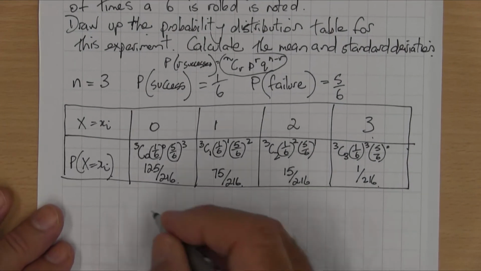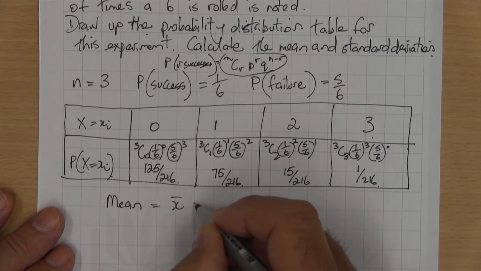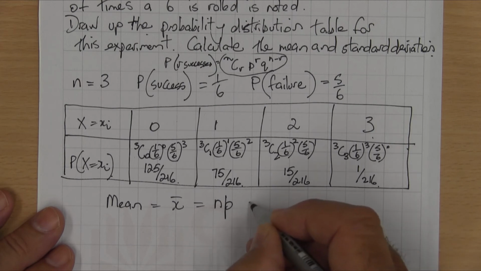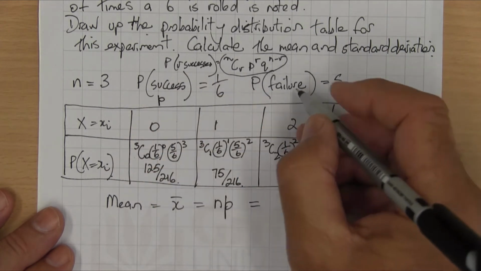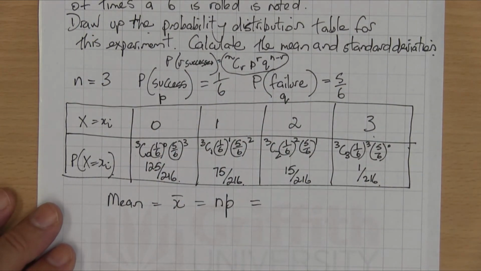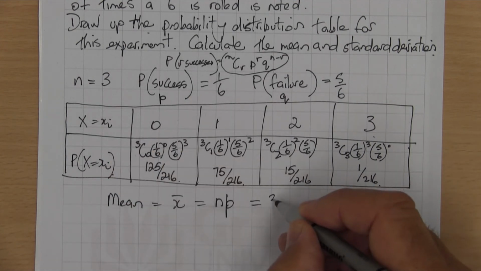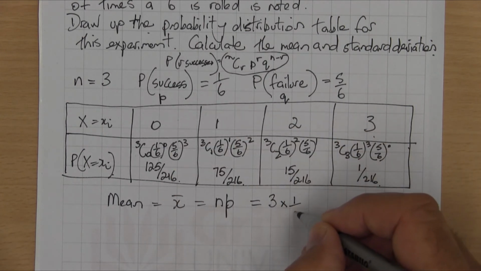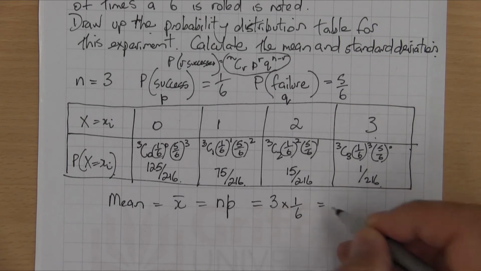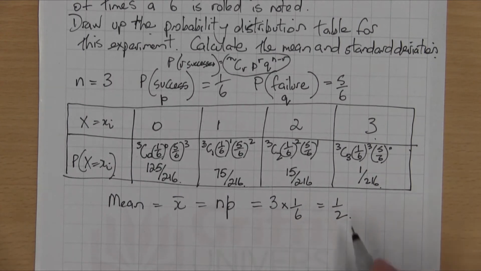So going back to the theory we've done before, the mean, which we denote by x bar, is just equal to np. p being the probability of success, usually you've got a capital P there, and probability of failure we put with a lowercase q. So the mean is n times p. Now n is equal to 3 times p is the probability of success, which is 1 on 6, and that cancels down to a half.